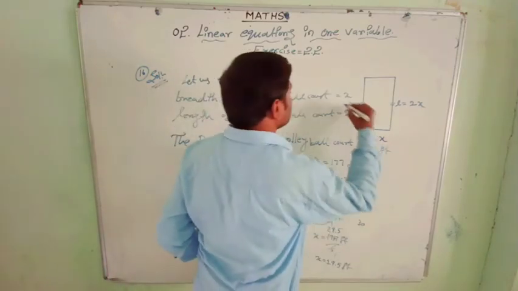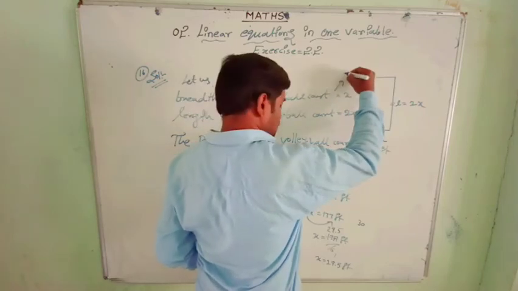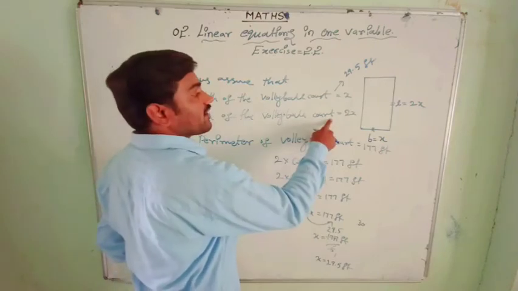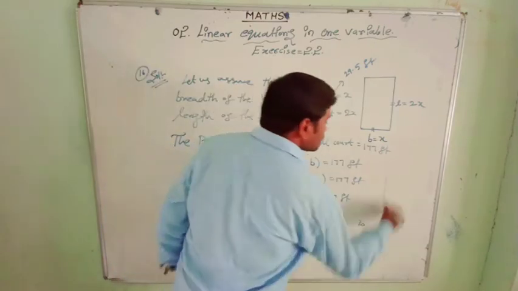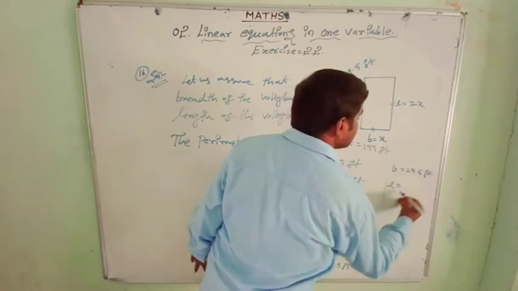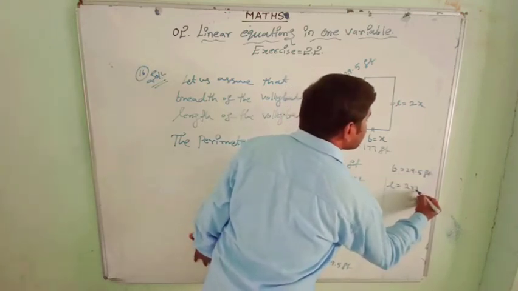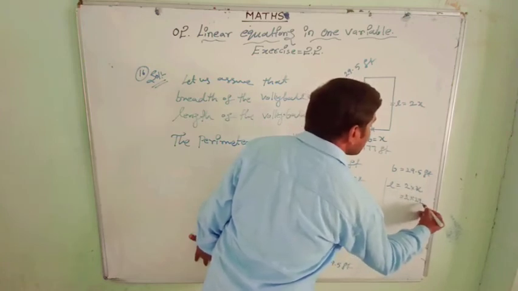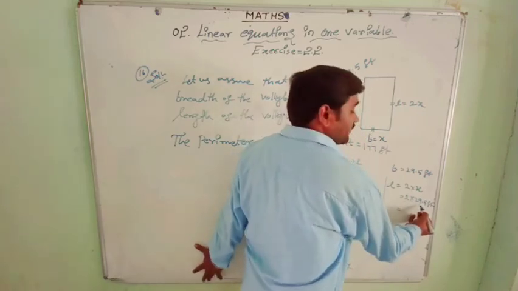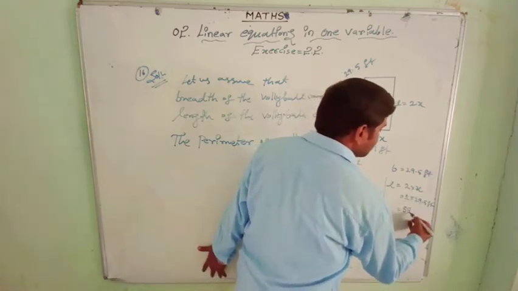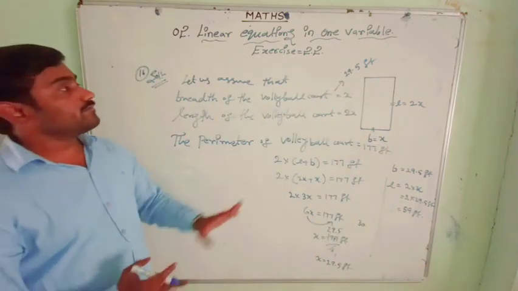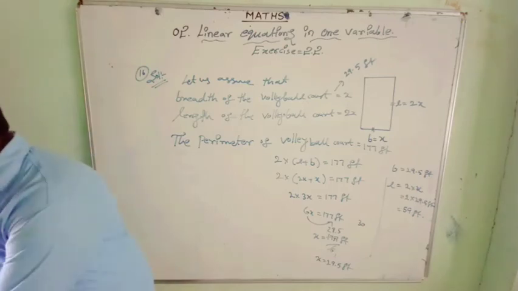That means the breadth of the volleyball court equals 29.5 feet. Then the length of the volleyball court is twice this. The length equals 2 into x, that means 2 into 29.5 feet, that equals 59 feet. So that will be the length and breadth of the volleyball court.